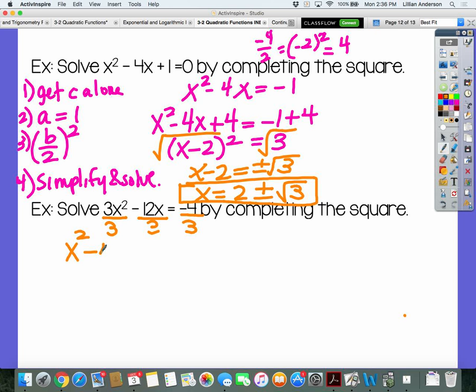Excellent. -4/3. So yeah, you're going to be working with a fraction in this one, but that's okay. You guys are at this level for a reason. That means you can actually work with fractions here. So now what's the next step? B over 2. What's B? -4. Divide that by 2. What do you get? -2. And then you square it. What's -2 squared? 4. So you're going to add 4 to both sides.